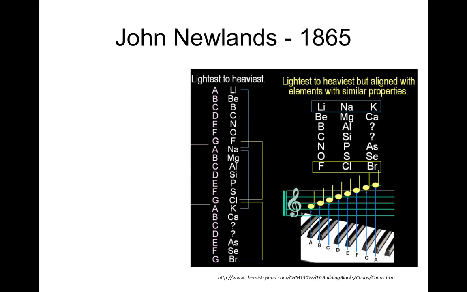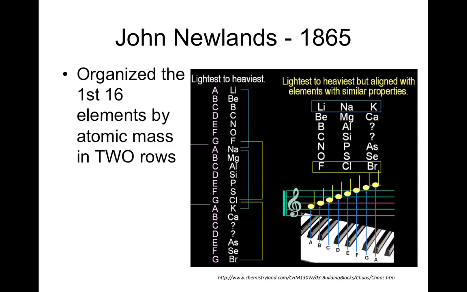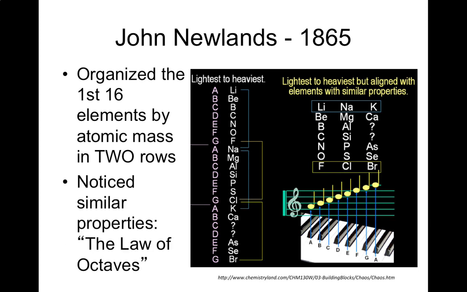So going through the history of how we came up with the periodic table, how we got the design that we have today that's generally accepted by the scientific public, we started off with John Newlands in 1865, who theorized that we can organize the first 16 elements by atomic mass in 2 rows, and that those 2 rows had similar properties. He called it the Law of Octaves, like music.